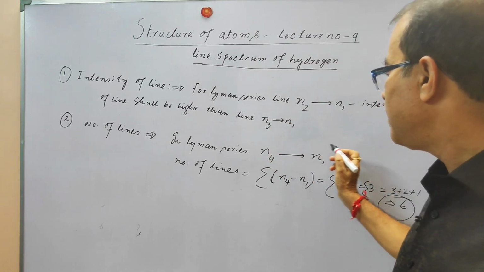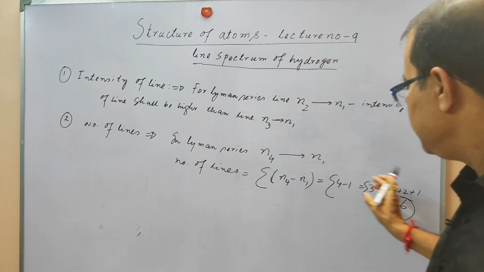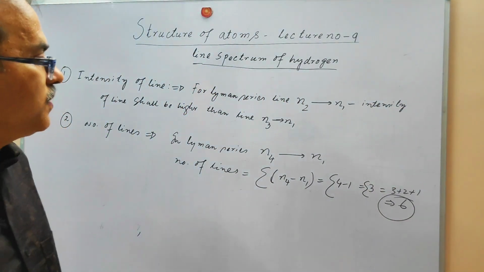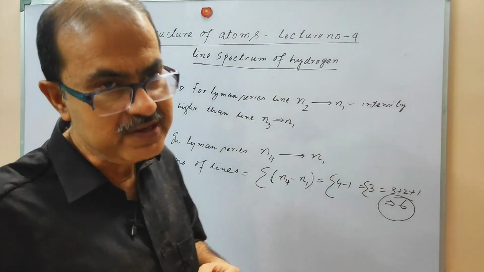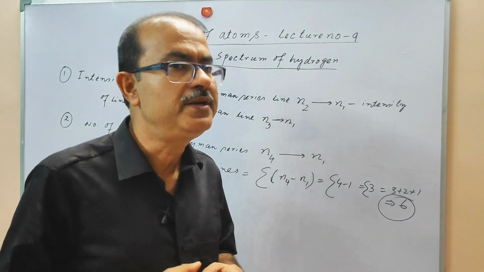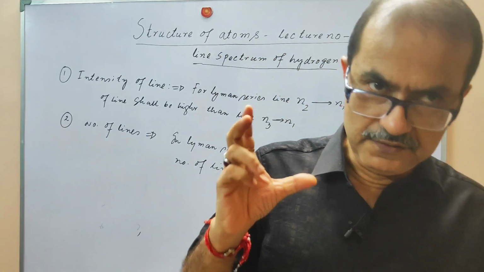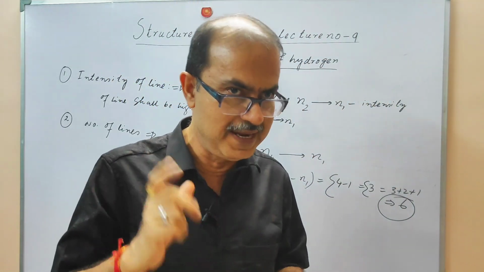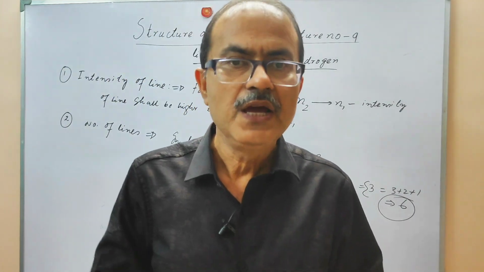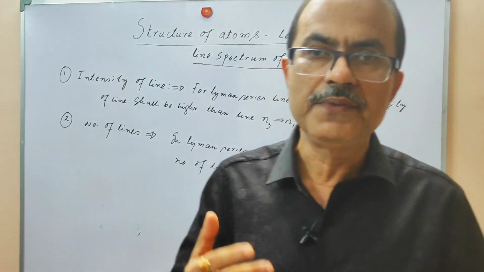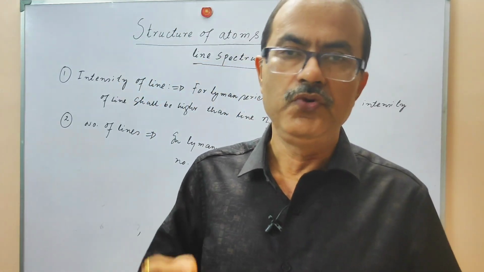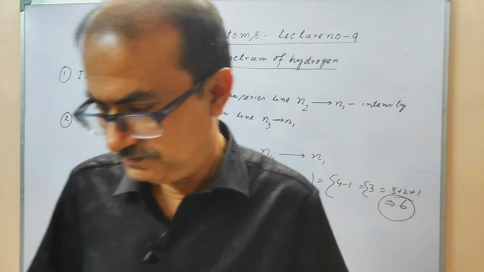For n3 to n1, what will it be? You have to calculate accordingly. So this is how the intensity of lines and the number of lines are determined by the difference of the energy levels from where the electron has been transferred. To make the concept clear, in this line spectra of hydrogen, we will do some numericals.